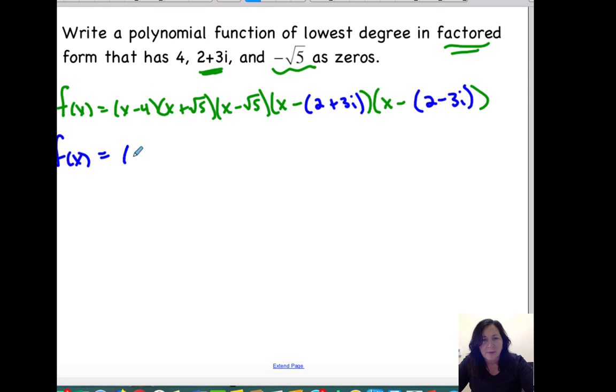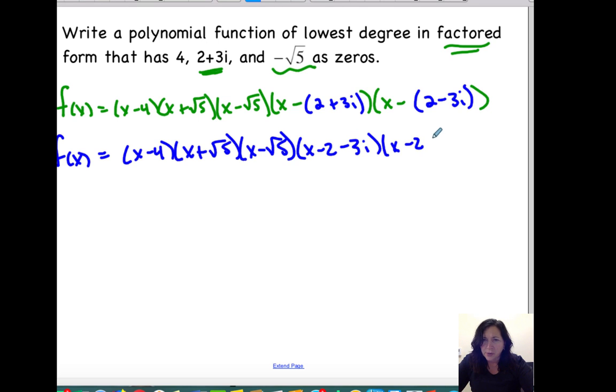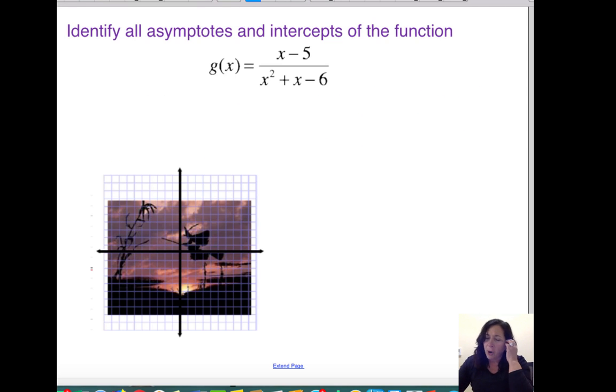So we're going to have x minus 4. We have x plus the square root of 5. We have x minus the square root of 5. And then we're just going to distribute and simplify a little bit. X minus 2 and then minus 3i. And then we have x minus 2 and then plus 3i. And that's the lowest in factored form. Parts of the test may ask you to multiply those values out, and it certainly wouldn't be as difficult as that, but you might have to do something similar.